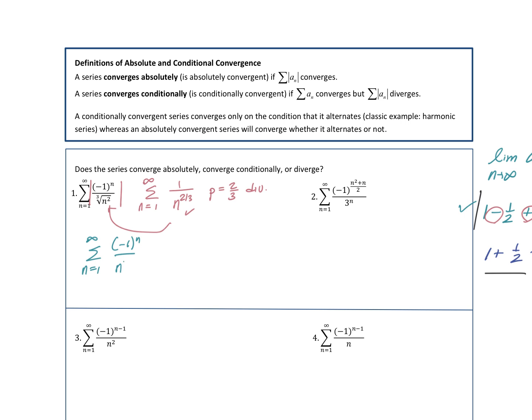Now, to be honest, if it's alternating, most alternating series converge. It's so easy to prove. All we need to do is show that the limit as n goes to infinity of 1 over n to the 2/3 equals 0. And then I need to show that a sub n plus 1 is less than or equal to a sub n, which is true for this. So this converges, so we call this conditional convergence. So when the first one diverges and the second one converges, we say this converges conditionally. And we'd say by AST.